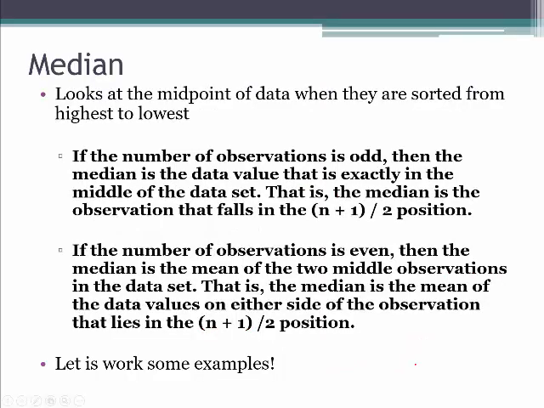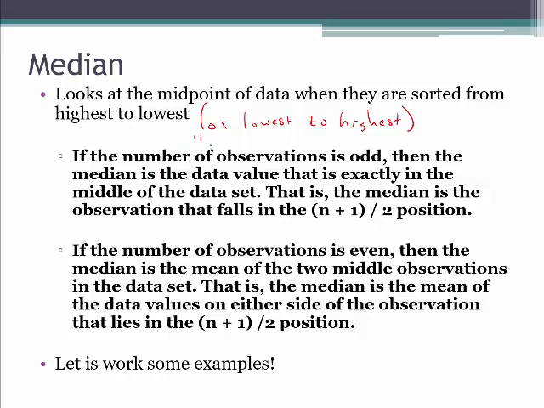Okay, let's talk now about the median of a data set. This looks at the midpoint of data when they are sorted from highest to lowest, or it doesn't matter, you can do lowest to highest. That's generally actually how I will do it. So I use an algorithm method that I'm going to talk about in here.